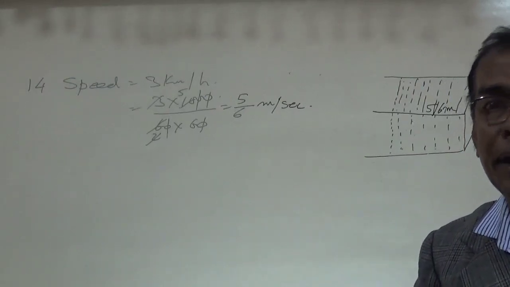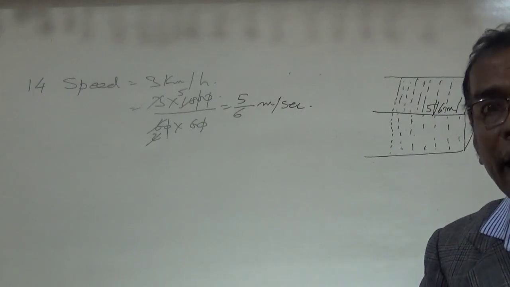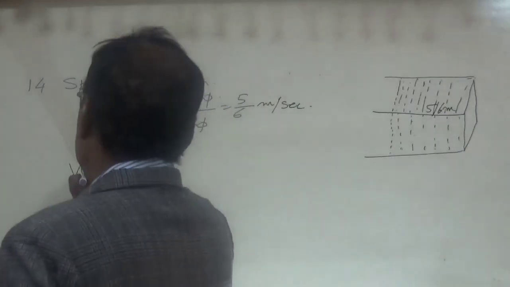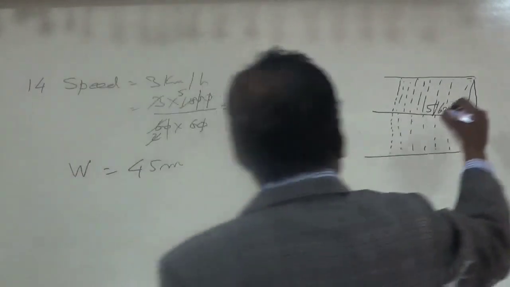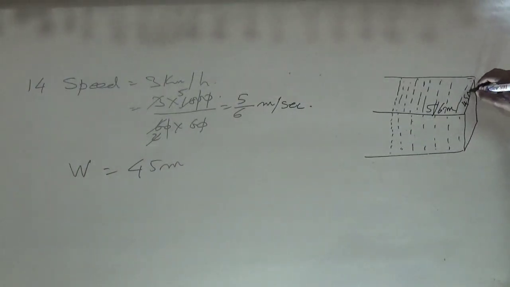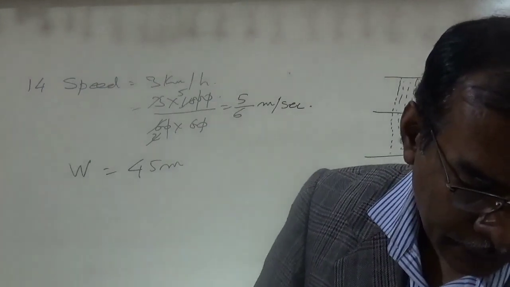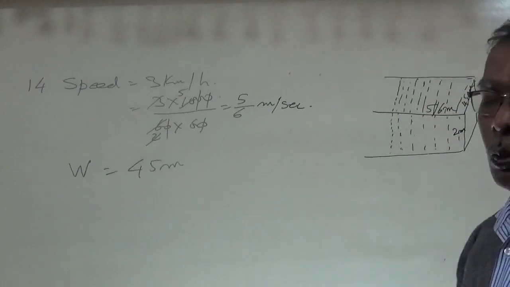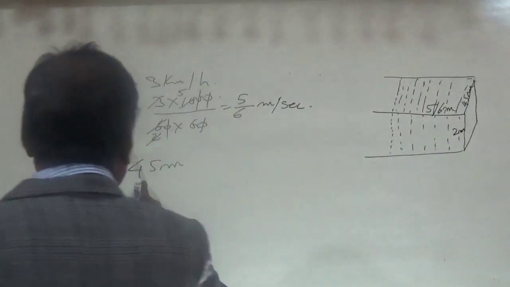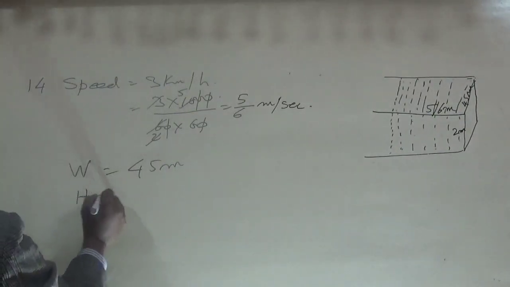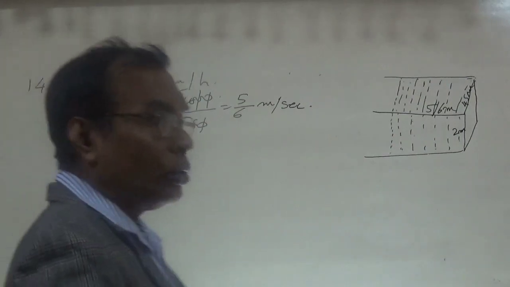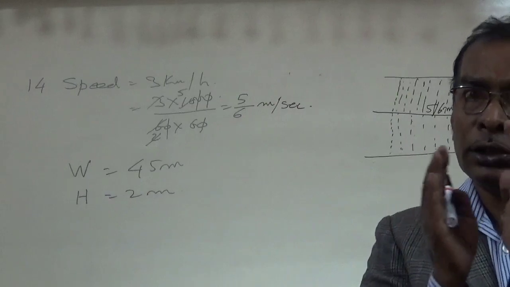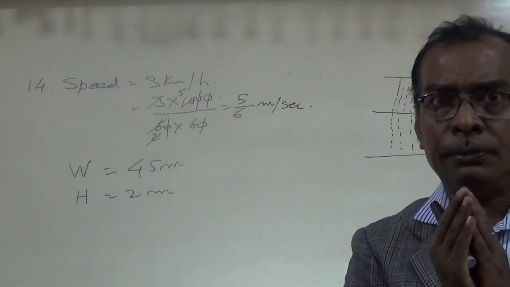So this 5 by 6 meter is the length of this cuboid. The width of the river is given as 45 meter, this is the width of the river. And the depth of the river is given as 2 meter. So these are the total dimensions of this cuboid. Length is 5 by 6 meter, width is 45 meter, and the depth, that is height, is 2 meter. So this much water is coming out from the mouth of the river. What is the mouth of the river? The joining point of a river and the sea. That is the mouth of the river.